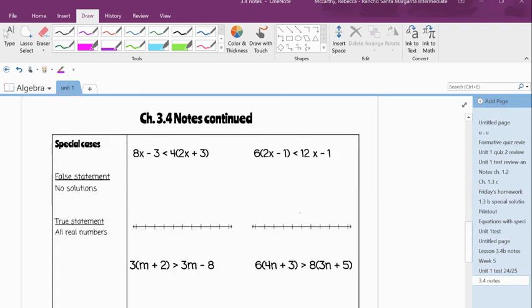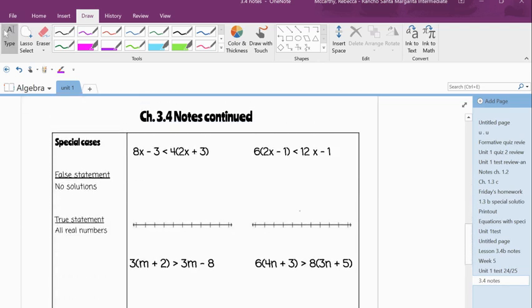Now, on the next page, you'll see these notes continued. These are special cases. So just like when you were solving equations, we had no solutions and all real numbers, the same idea applies with inequalities. But what does that look like?